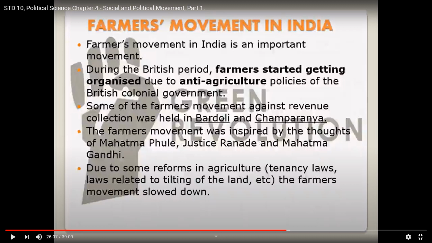Due to some reforms in agriculture, tenancy laws, laws related to the titling of the land, etc., the farmers movement slowed down.